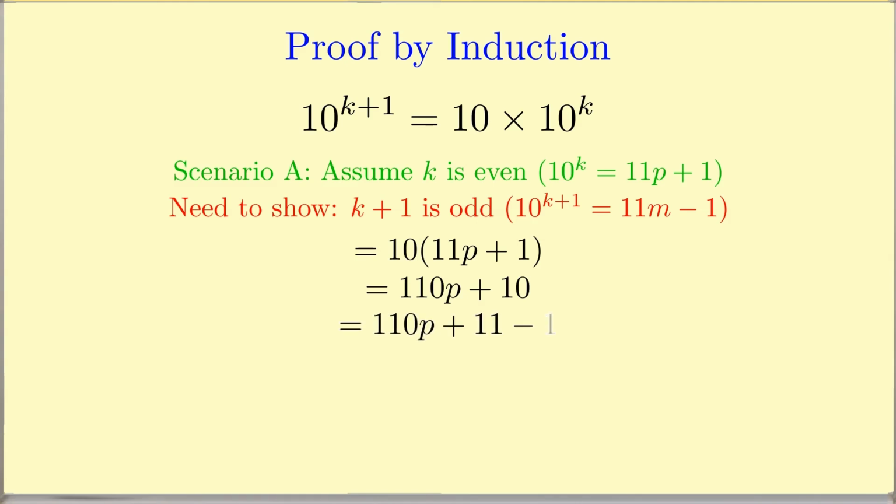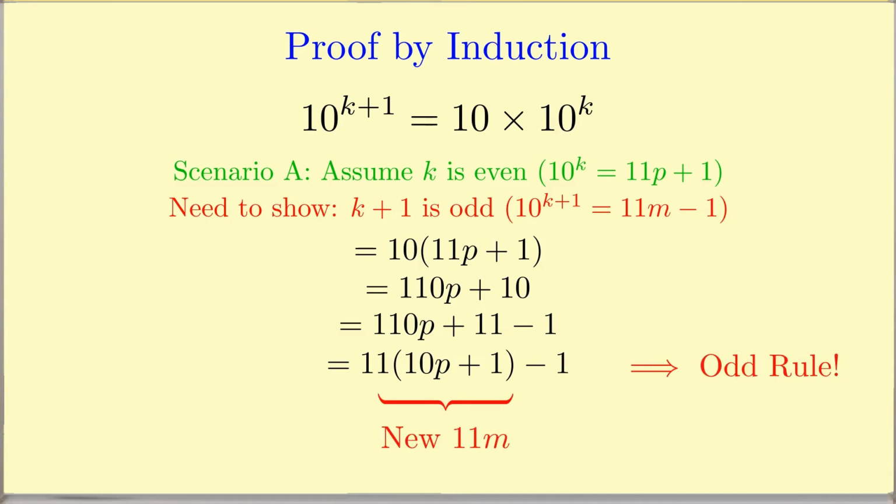Here is the clever trick. We rewrite 10 as 11 minus 1. 110p plus 11 minus 1. Factor out the 11 from the first two pieces, and you get 11 times the quantity 10p plus 1 minus 1. Look at that. We have a new multiple of 11 minus 1. We just perfectly generated the rule for an odd power.